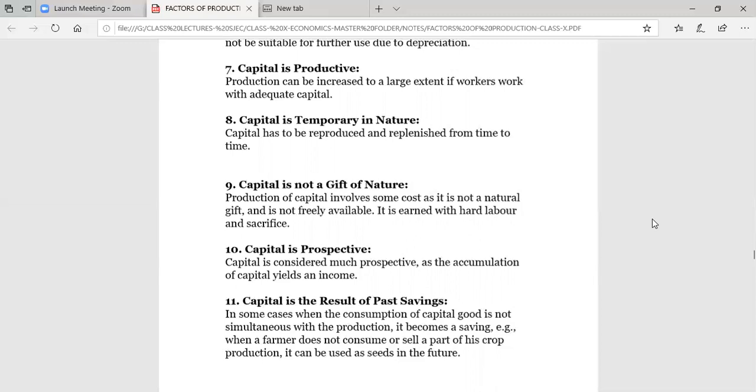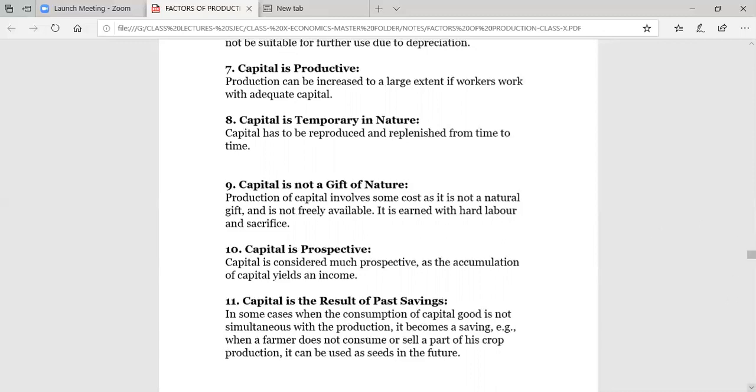Once you deploy machine, equipment, money and all these things, you will think that it is constant in nature and it is fixed for life. No, it's not like that. It's temporary in nature. It gets replenished from time to time.